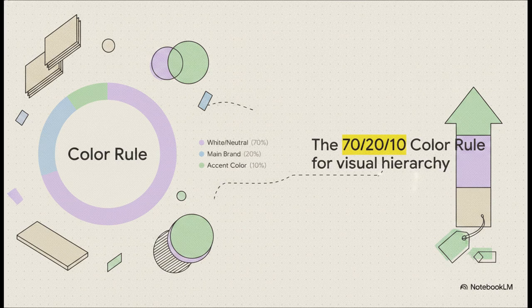Then dedicate 20% to your main brand color. And that final 10%, that's your accent color. And listen, you gotta save this exclusively for the most important stuff, like prices or your call to action. By controlling your color this way, you literally guide the reader's eye exactly where it needs to go.